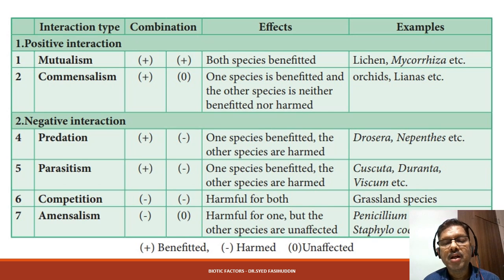Competition, where it is harmful for both the partners. Hence, the interaction is a minus-minus interaction. Grassland species are the examples, which compete for space, food, fodder, reproduction, etc. Amensalism, a minus-zero interaction. It is harmful for one partner, but the other species is unaffected. Examples: Penicillium and Staphylococcus.